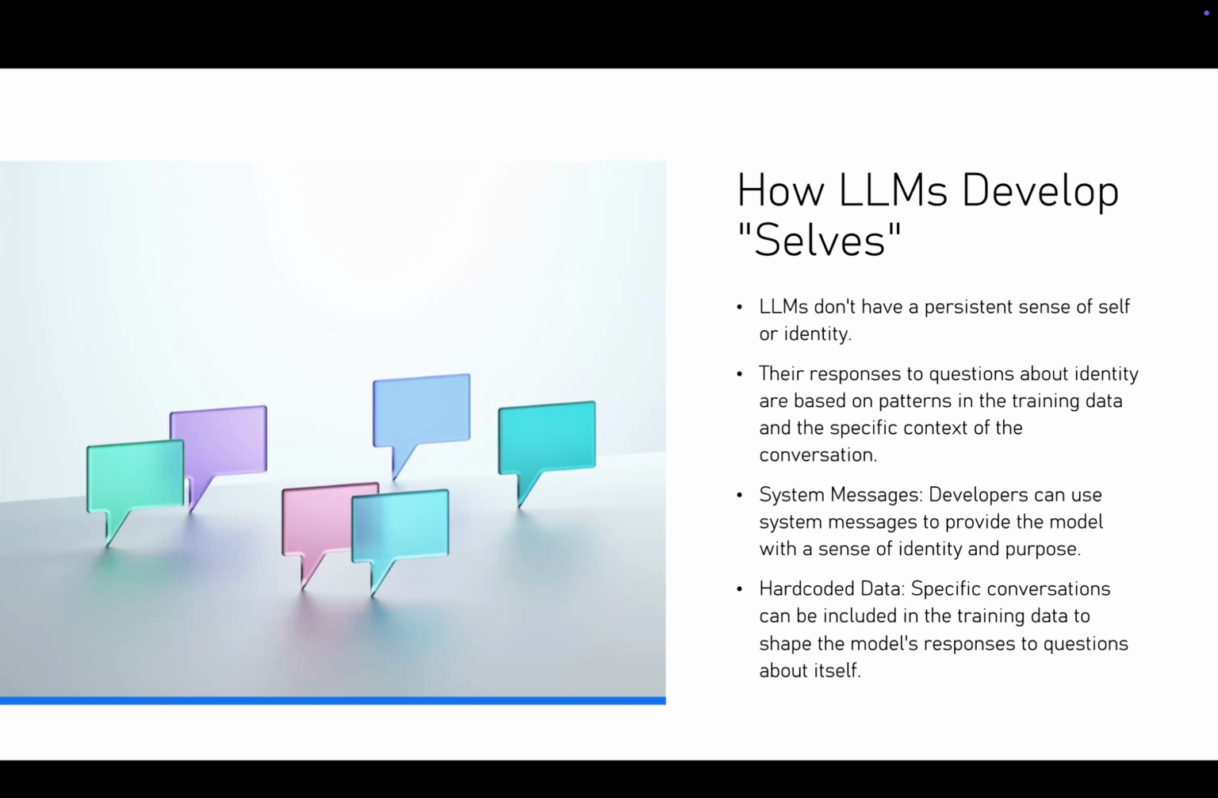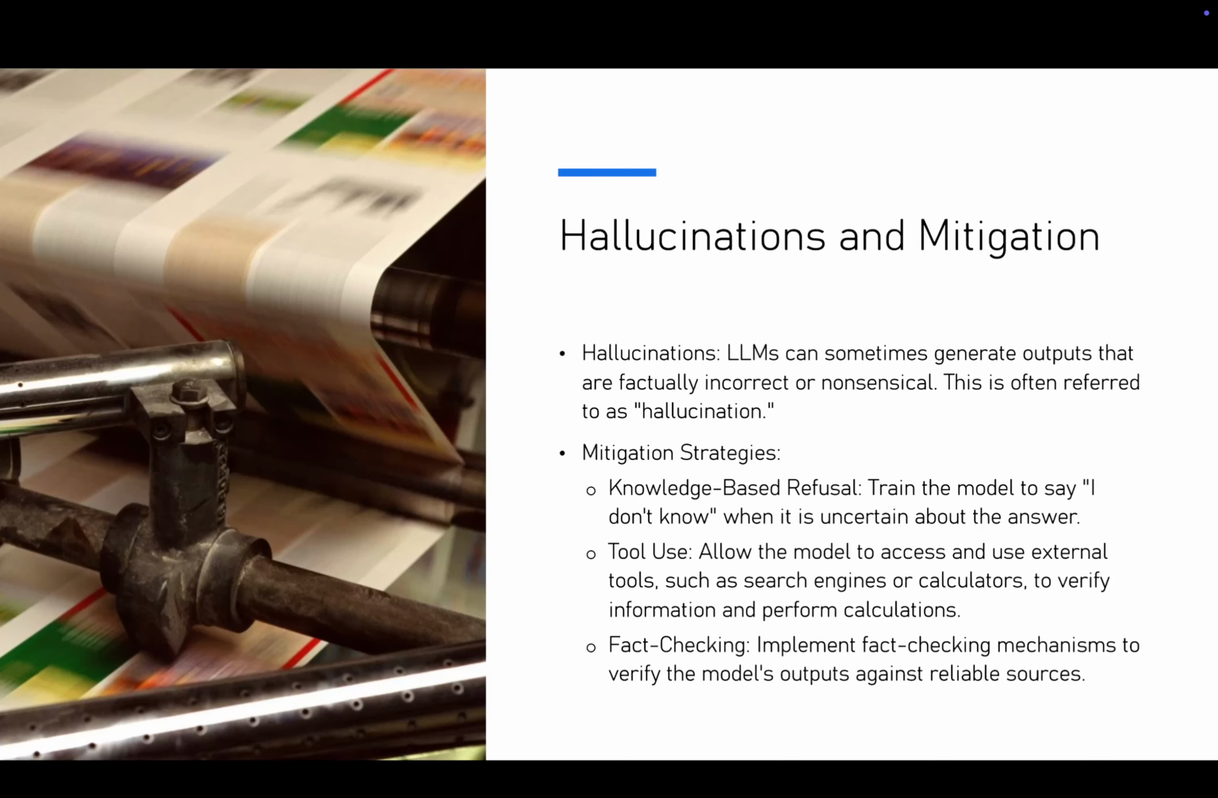All right, let's go on to hallucinations. So LLMs can actually sometimes generate outputs that are just straight up wrong or nonsensical. These are called hallucinations. Now, there are some ways to mitigate this. For example, you can train the model to say, "I don't know," when it's uncertain. You can tell it to use external tools to find more information or verify its information. And you can also give it fact checking mechanisms to verify its outputs against reliable sources.